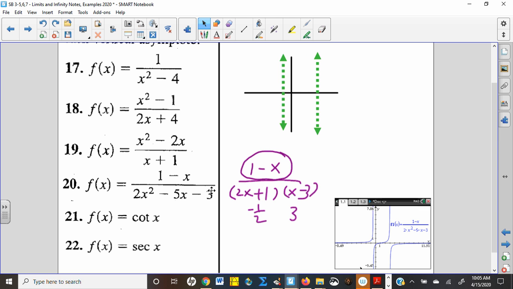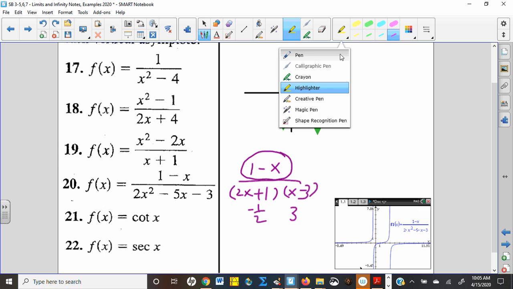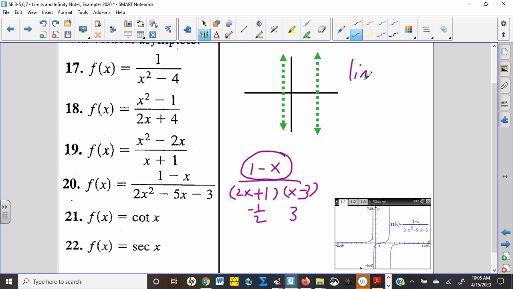So now the only question is, as I approach these, we'll just call it f of x, right? As I come in toward negative 1/2 from the left, am I going up or down? We know it's got to be positive or negative infinity. The question is, is it positive or negative?